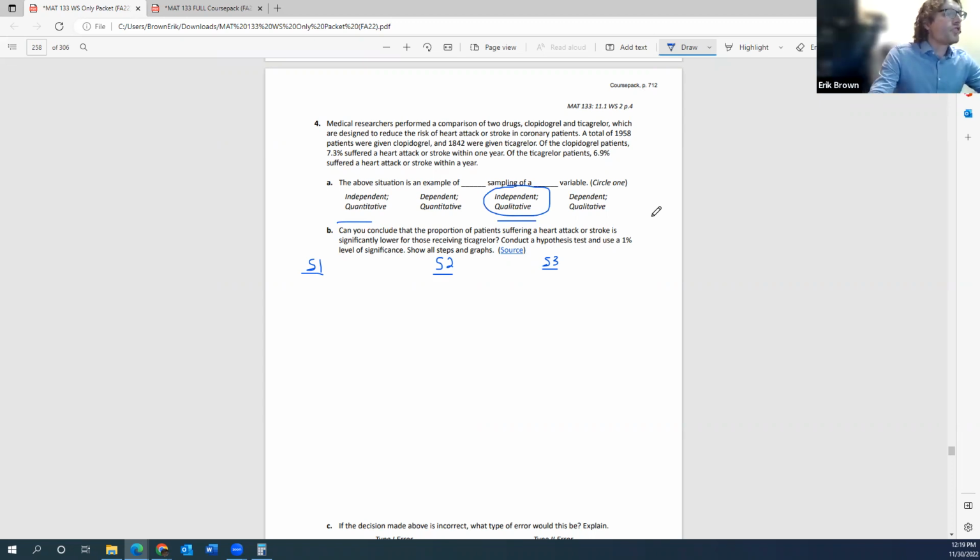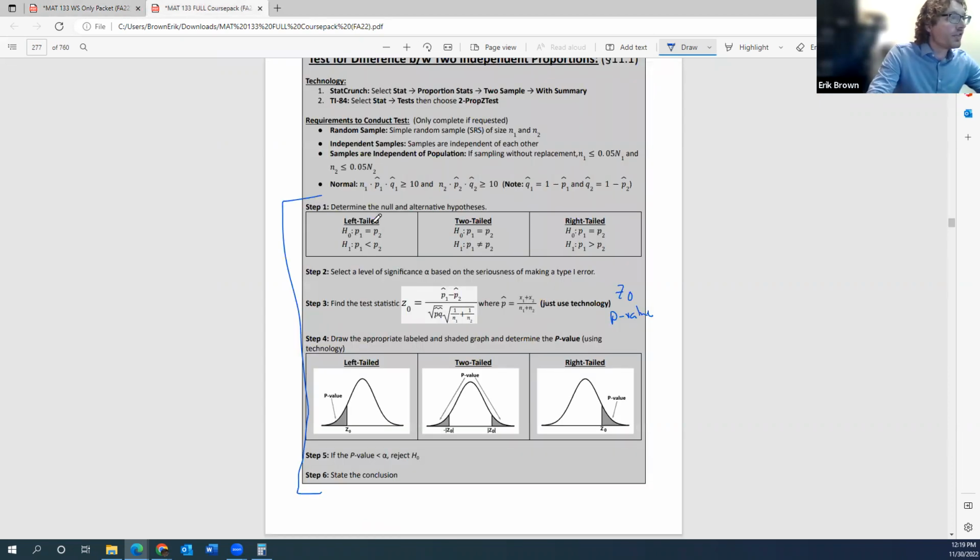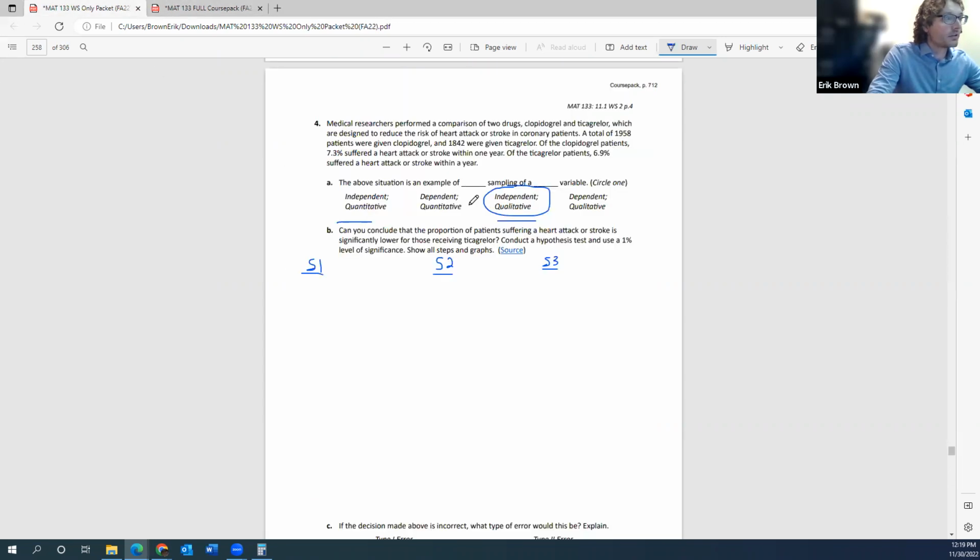Okay, now, how did you do with this step 1? Which of these 3 did you do? Right tail or left tail?